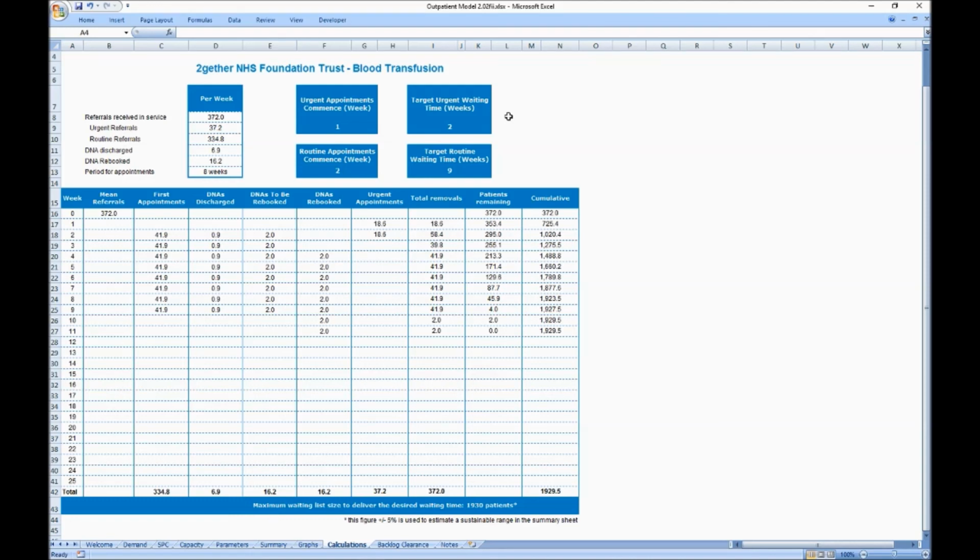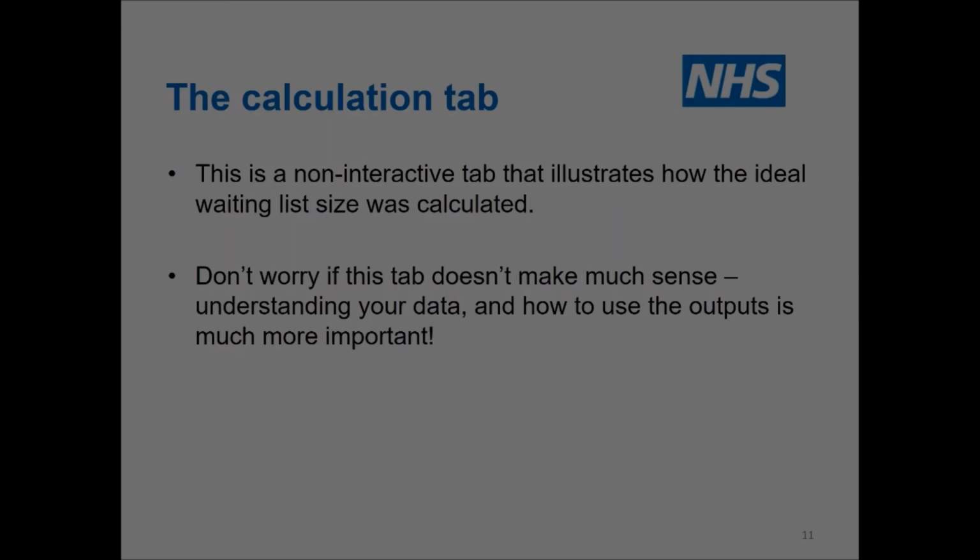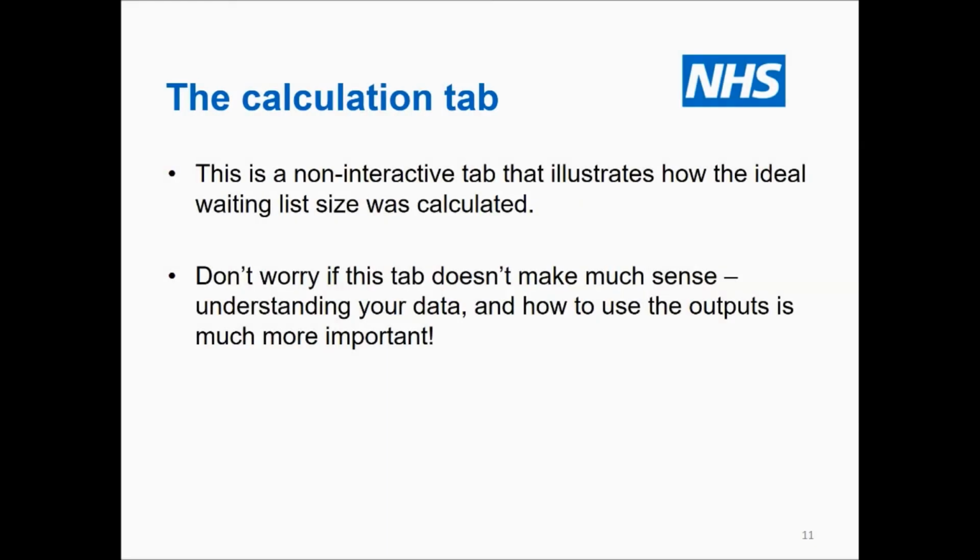If all of this doesn't make much sense, don't worry too much, as this is simply meant as a demonstration of the calculation method. Understanding how to use the outputs is more important in this instance. The Calculation tab is non-interactive to show you the calculation used to estimate the maximum sustainable waiting list. Don't worry if this tab doesn't make much sense. Understanding your data and how to use the outputs is much more important.